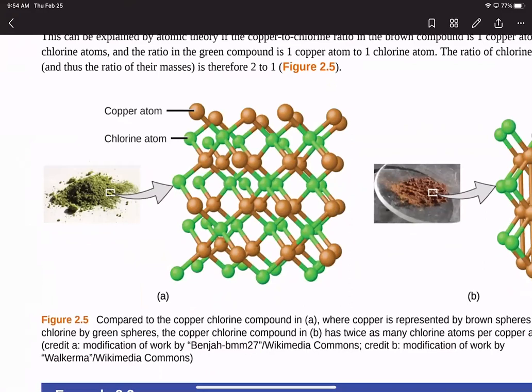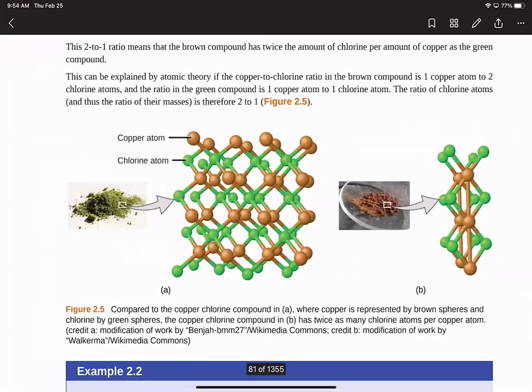All right, so the law of multiple proportions. When two elements react to form more than one compound, a fixed mass of one element will react with masses of the other element in a whole number ratio, right? So we see we have two different compounds here, but both of these compounds contain chlorine and both contain copper, right? And they're both a 2-to-1 ratio as far as the atoms are concerned, right? But the mass ratio is going to be different here.